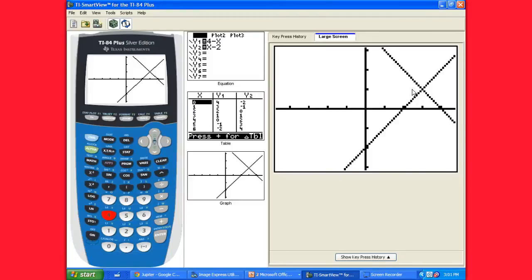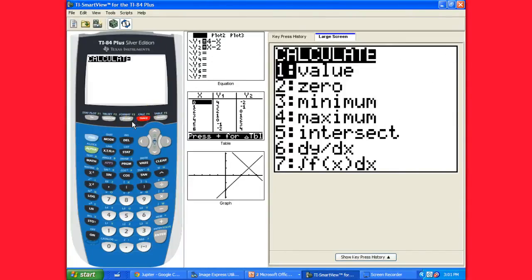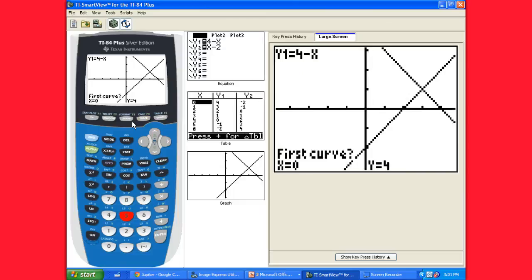How do I find that point of intersection? Yeah, the intersect button, which is in second calc. So I'm going to go to second trace, which is my calculate menu. I'm going to choose option number 5, which is intersect. And when I do, it's going to ask me, do you want me to use this for your first curve? And you can see it's already positioned itself on this first curve, and it's telling me I'm using what you've got in Y1. So I'll tell it enter for yes. And then it jumps down to what I've got in Y2 and says, you want me to use this for your second curve? So I'll tell it enter for yes.